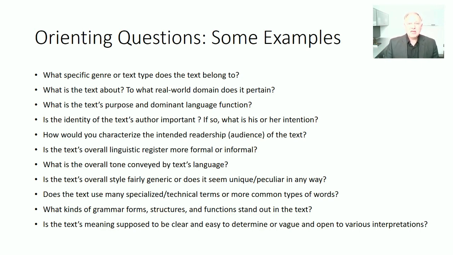And is the text meaning supposed to be clear and easy to determine? Usually the answer to that is yes. Or is it supposed to be vague and open to various interpretations? Think of a literary text or a poem or something like that. So these are examples of orienting questions, part of the analysis phase when we're trying to determine what the factors are that contribute to the meaning of a text and how they do so.